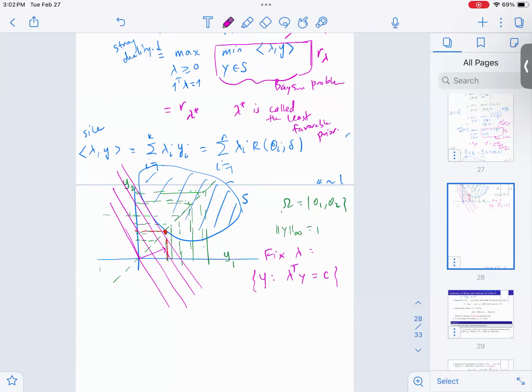So I'm going to move these, basically the other way around. So these are all level sets. And I move them until I hit the boundary here. Okay, so that would be the Bayes rule associated with this prior.